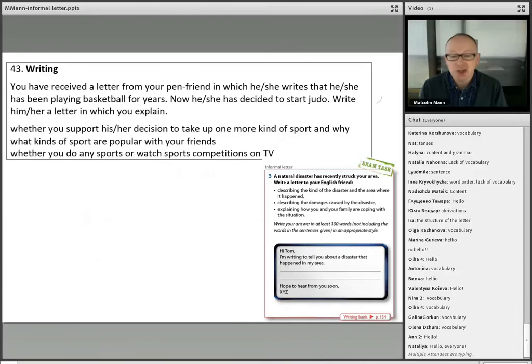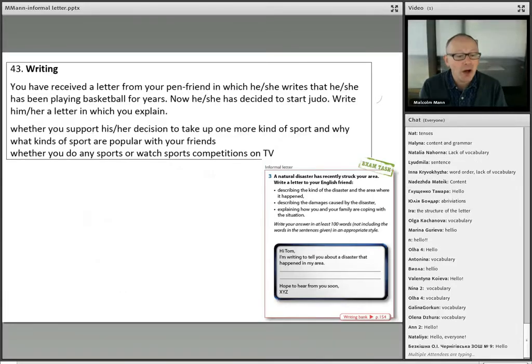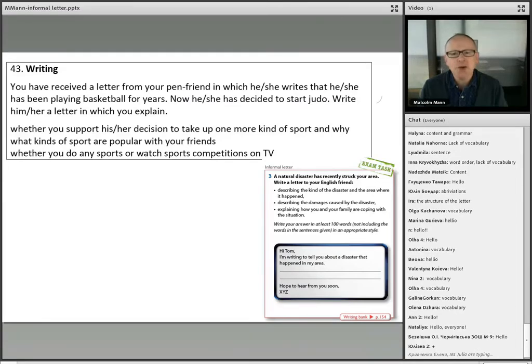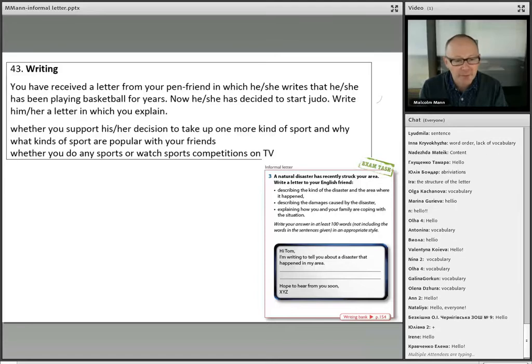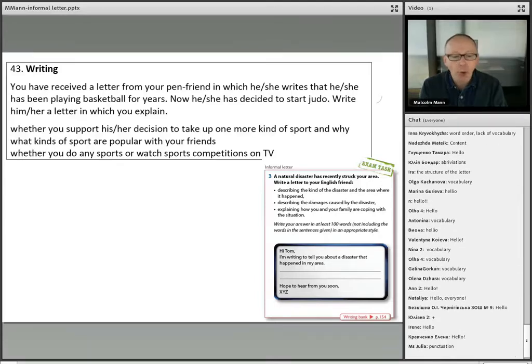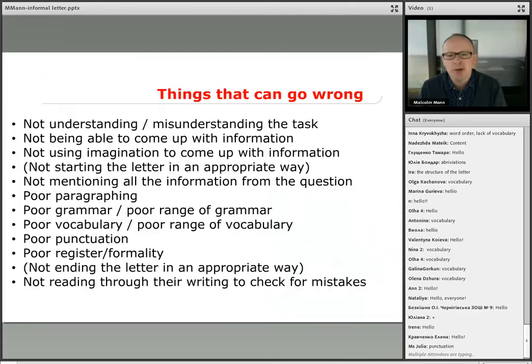They have to come up with a lot of information. Some of it is factual information, such as what kinds of sports are popular with your friends. But they also have to use their imagination, their common sense, their general knowledge to come up with other information. Whether you support the decision to take up one more kind of sport and why, you've got to give a reason. And that's difficult, to use your imagination, your general knowledge, your common sense sometimes to come up with sensible reasons.